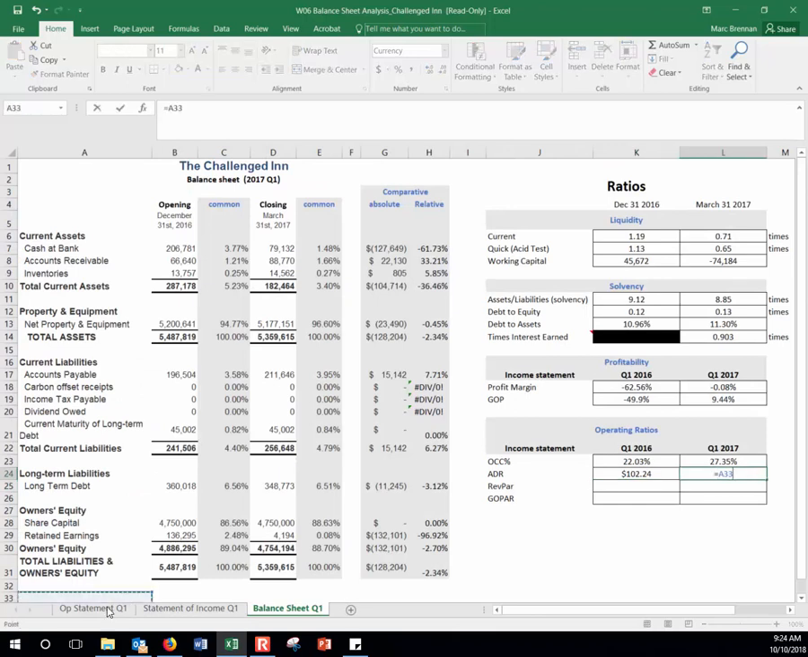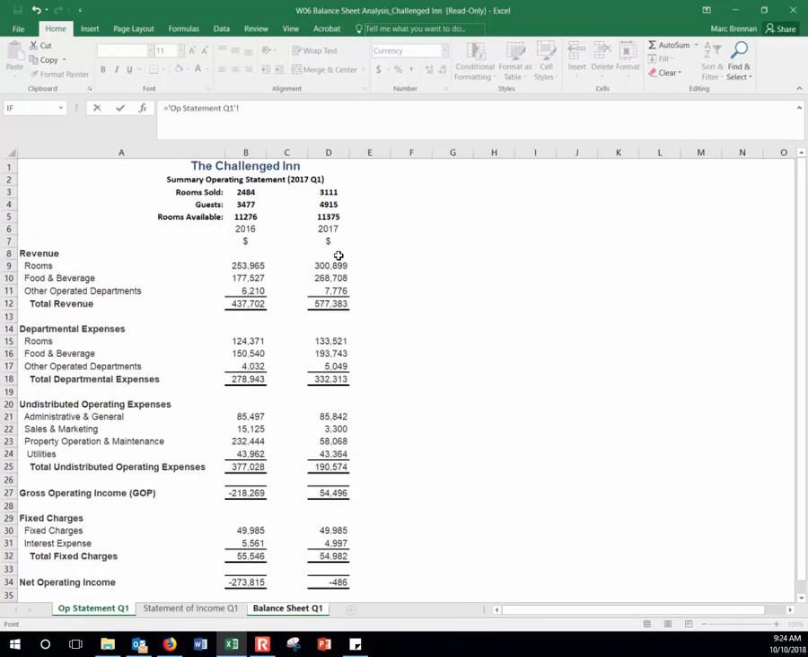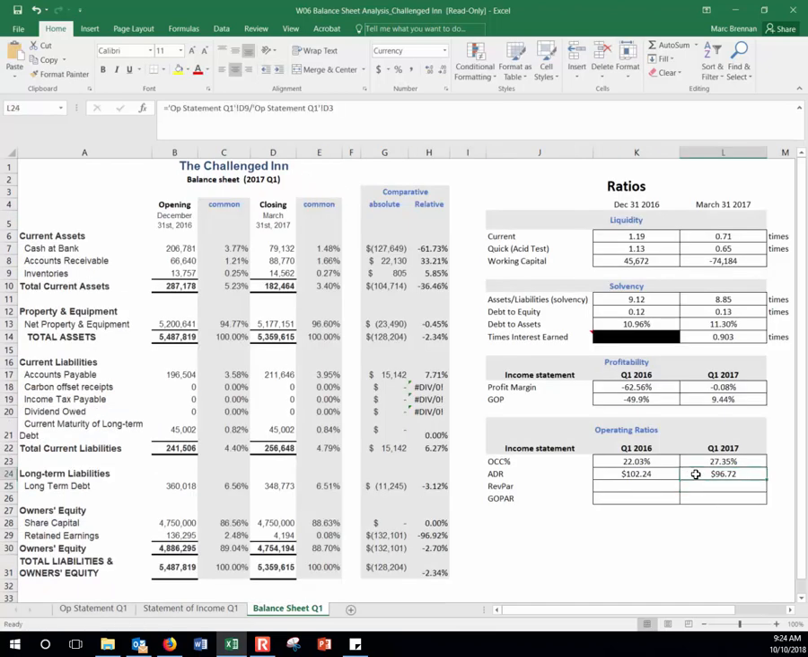And then we do the same for rooms revenue divided by rooms sold. So we've gone down in ADR. Now our RevPAR, we can just multiply these two, right? Occupancy multiplied by ADR. And then we'll do the same here. So our RevPAR has gone up.